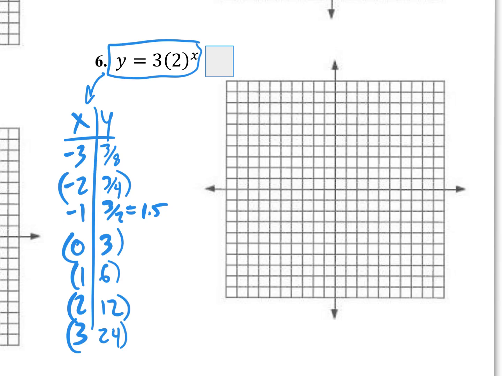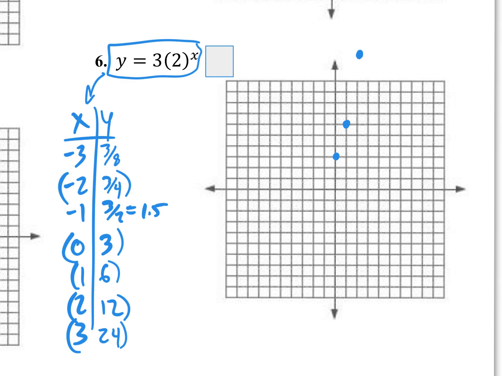So let's plot the point 0, 3, which is right there. Let's plot the point 1, 6, which is up here. And let's plot the point 2, 12, which is off the graph. But you know what? 2, 12, I'm going to go for it. I want to go 2, 10, 11, 12. I'm 2 units off, but I know it's up here, right?